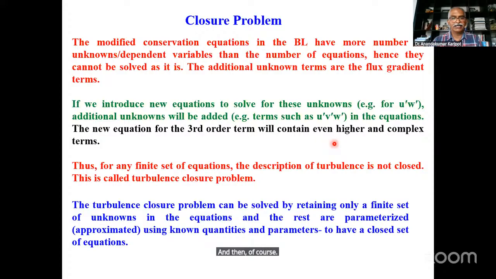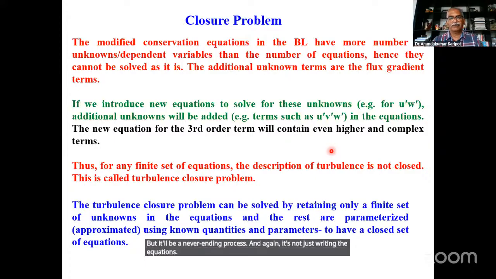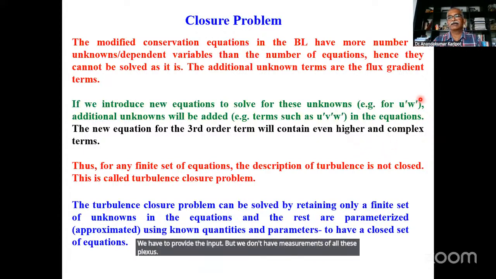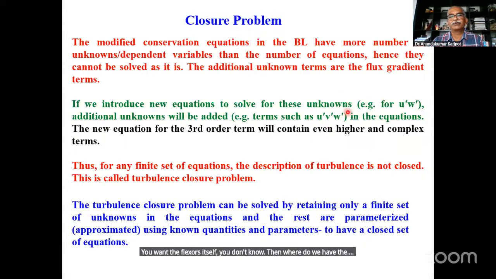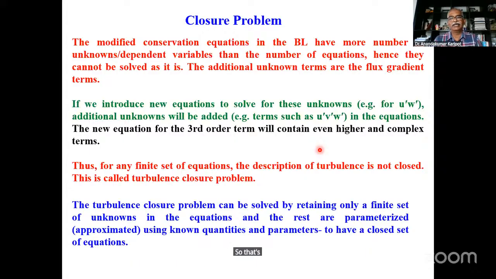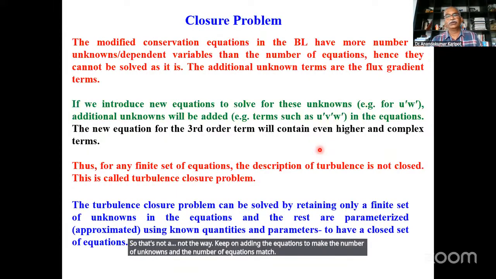And then, of course, we can write additional equations for those higher moments also, but it will be a never-ending process. And it's not just about writing the equations; one purpose of doing this is to solve them and use them in numerical models. But if you write additional equations, we have to feed the models. We have to provide the input. But we don't have measurements of all these fluxes. Even the fluxes themselves we don't have. Then where do we get the values for higher moments to feed the model? We don't have them, so we cannot keep on adding equations. Also, if you keep on adding equations, the computational requirements increase. So that's not the way. Keep on adding equations to make the number of unknowns and the number of equations match is not going to solve our problem.